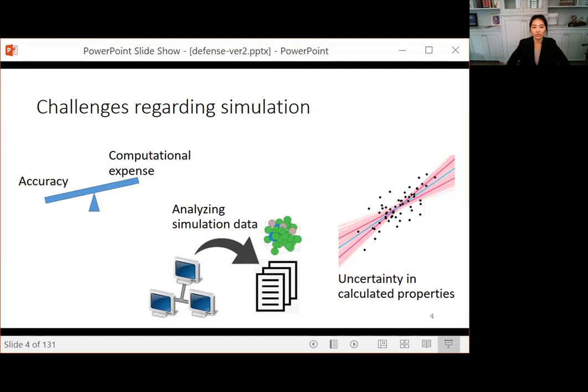And because we're using simulation and models, we want to know how much we can trust the results that we get. So this is a question of uncertainty. And in this talk, I will use machine learning to address these challenges.